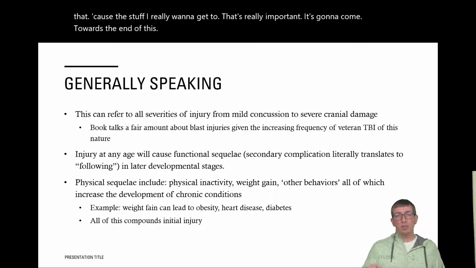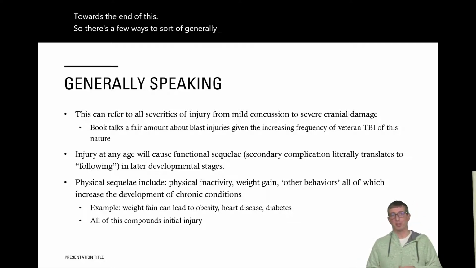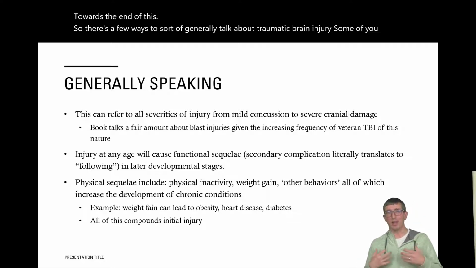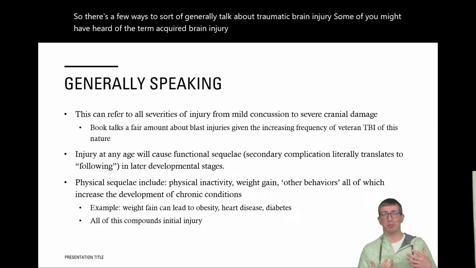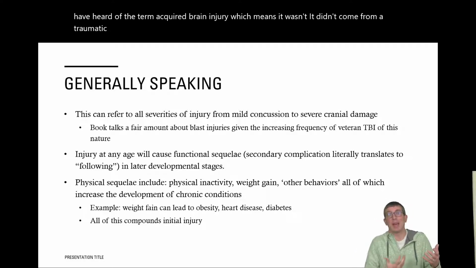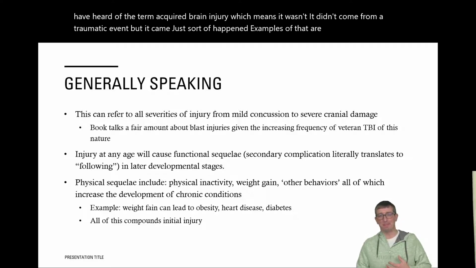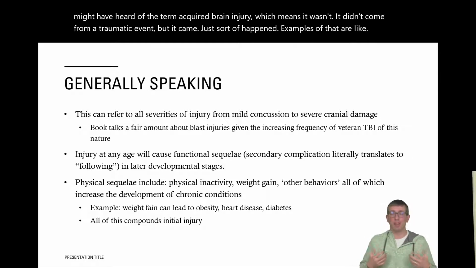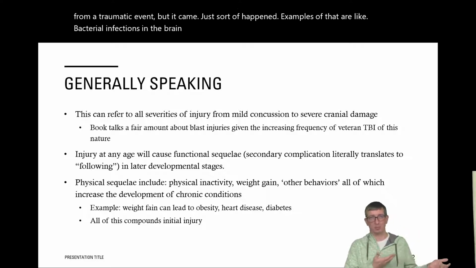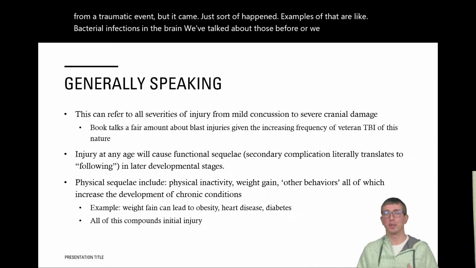So there's a few ways to generally talk about traumatic brain injury. Some of you might have heard of the term acquired brain injury, which means it didn't come from a traumatic event, but it just sort of happened. Examples of that are bacterial infections in the brain. We've talked about those before, or we will talk about them more as well.